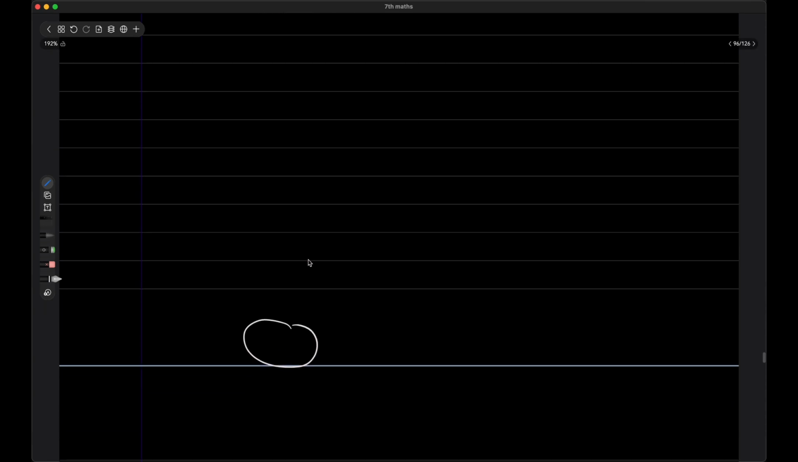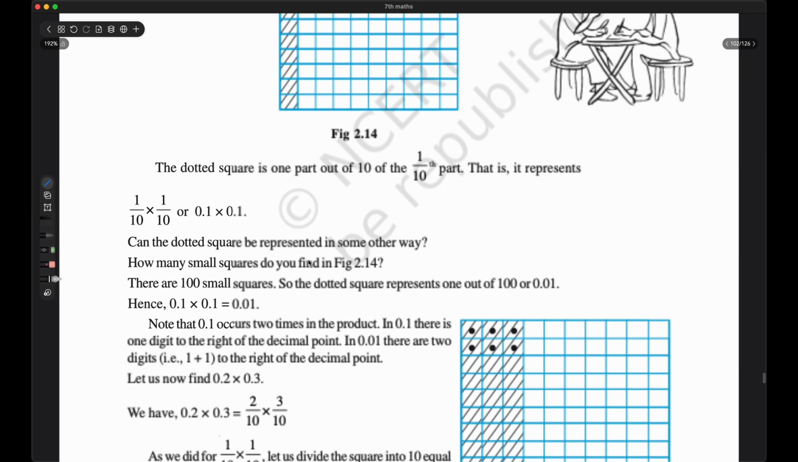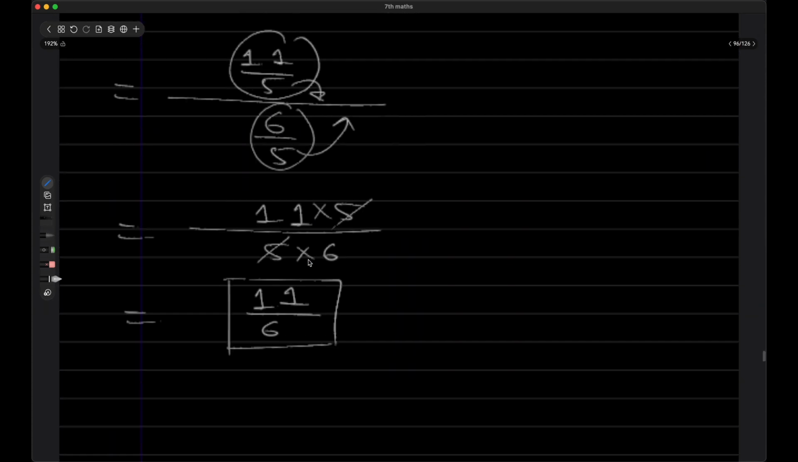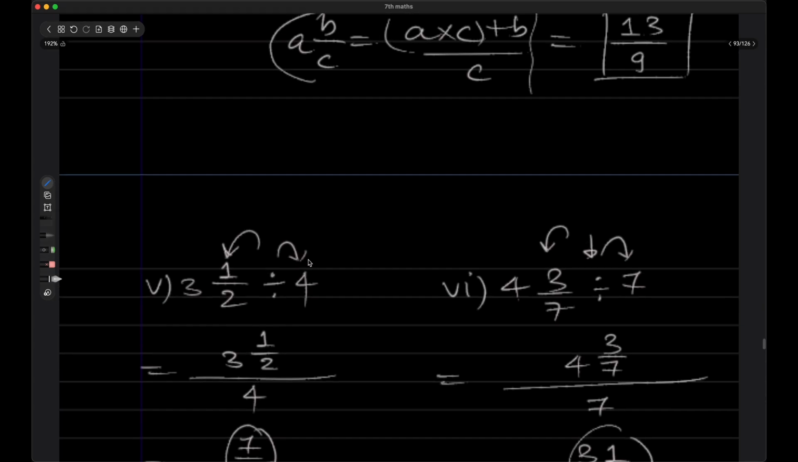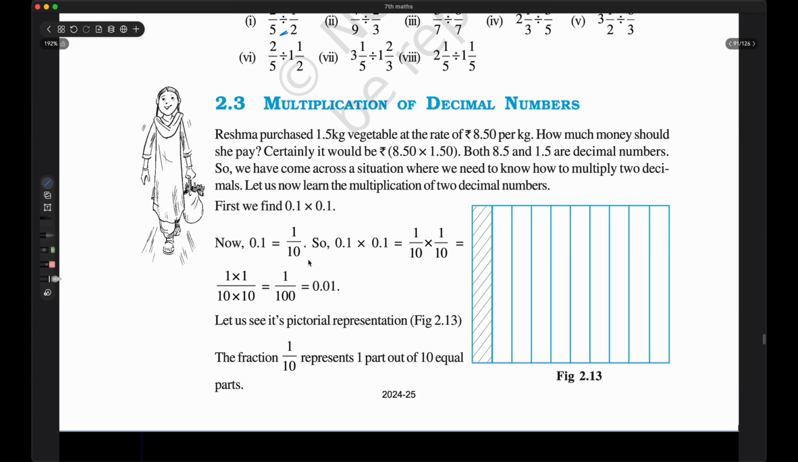In next lecture we will start with topic number 2.3, multiplication of decimal numbers.